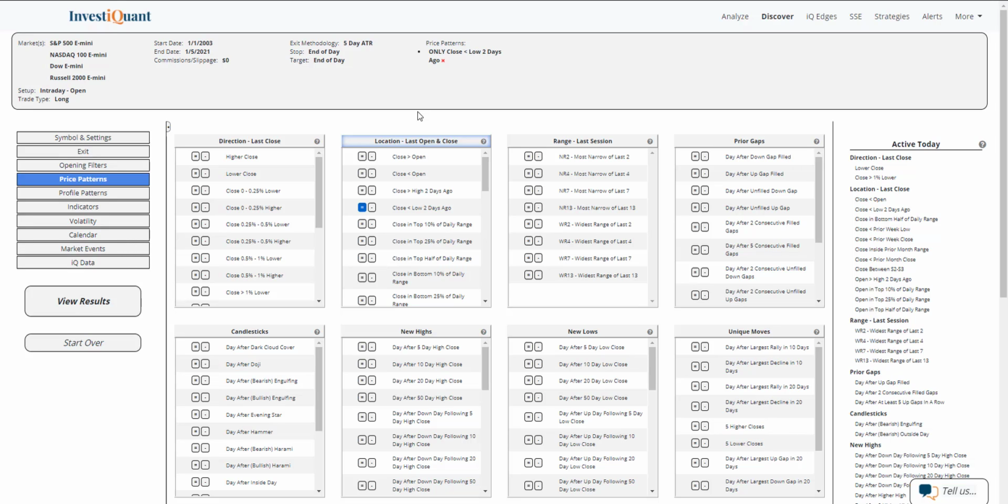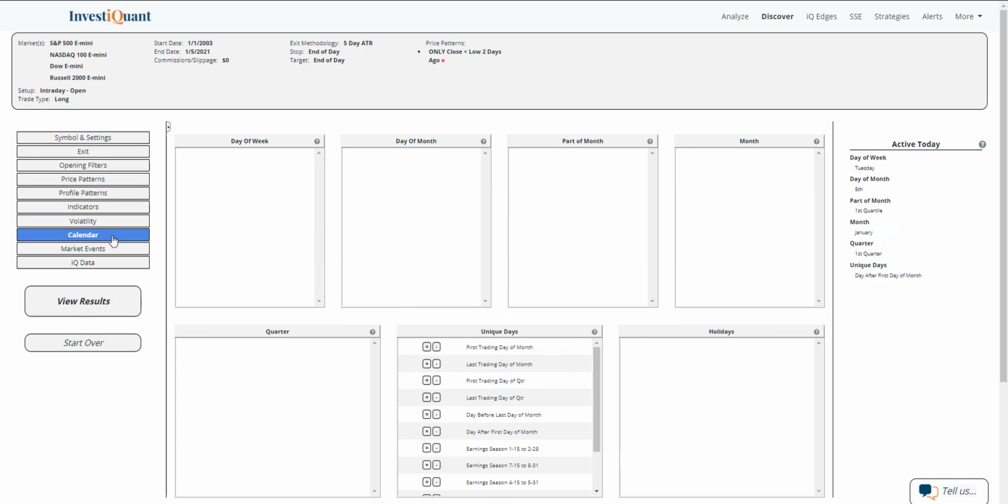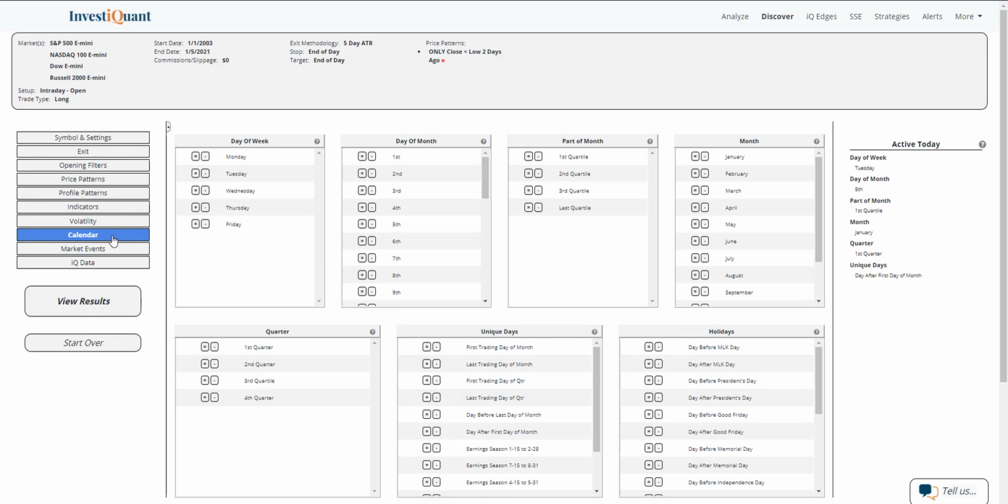And then to make this specific to that being the first trading day of the month, what I want to do is go into our seasonality filters, which are in this calendar library here. And in the unique day section, we have day after first day of the month. So I'm going to actually grab that just from the active today because that's the easiest place to grab the things that are applicable. That's right here. It's also in this category as well.